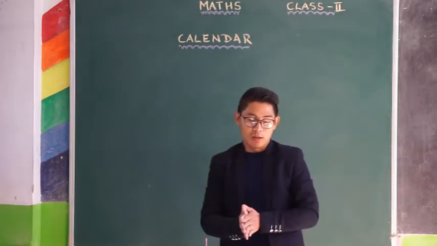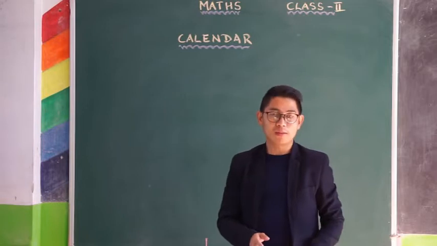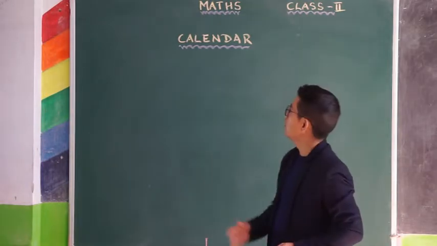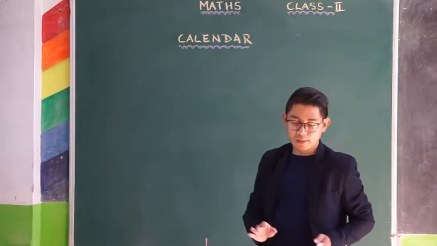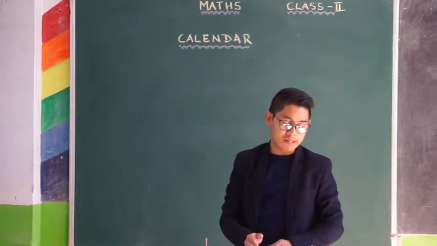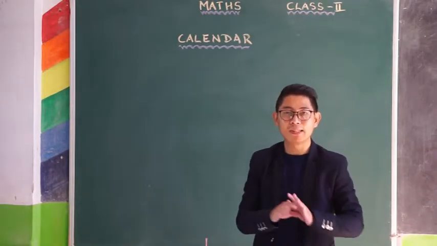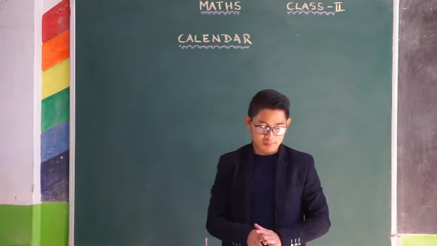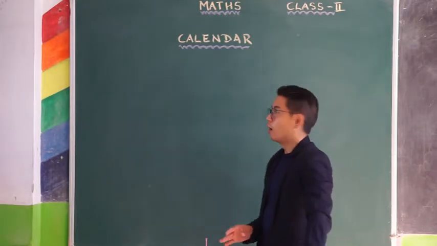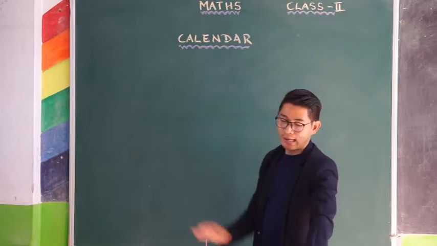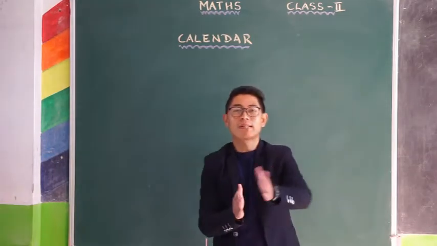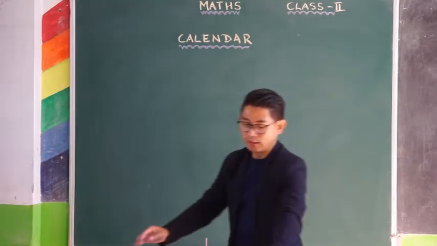So today this is a continuation, okay? Today we will do the calendar part from the chapter Time and Calendar. We have finished doing time. Now let's go to calendar. Everybody knows what a calendar looks like, isn't it?